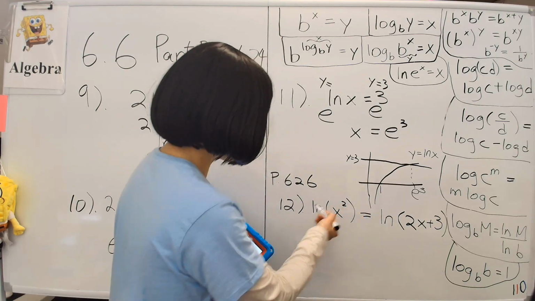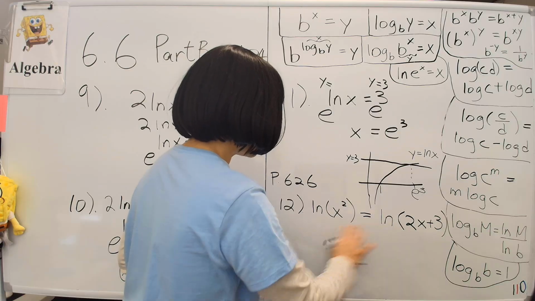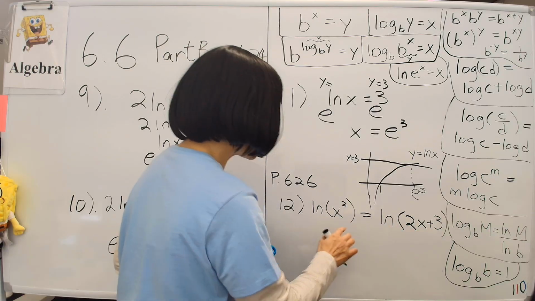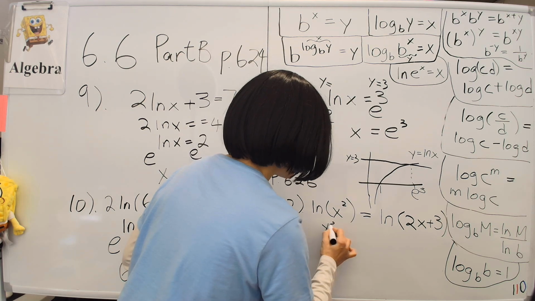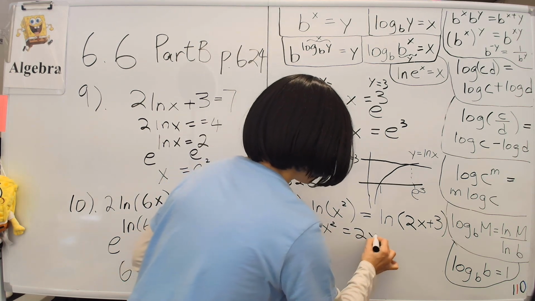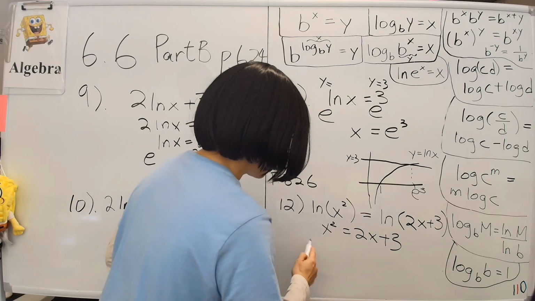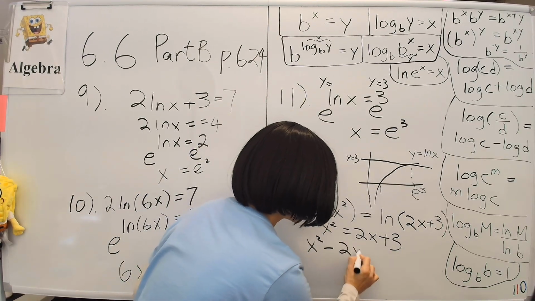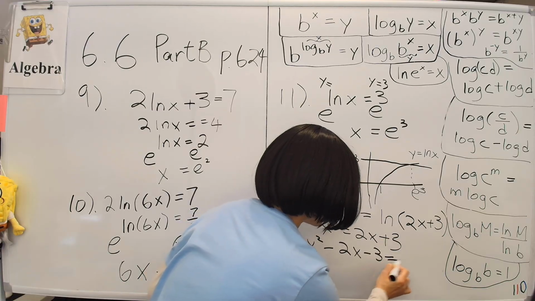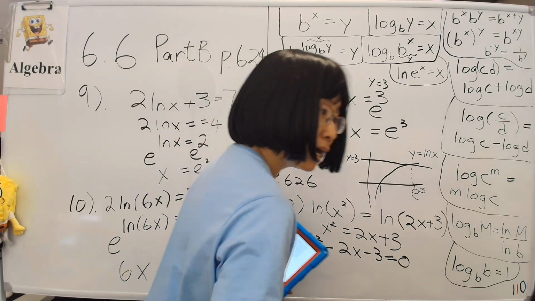So let's solve this thing, being that these are natural logs and everything's the same. We'll just make sure that what's inside is the same. So we have to solve x squared equal to 2x plus 3. That is equal to x squared minus 2x minus 3 equal to 0. That's the quadratic equation.